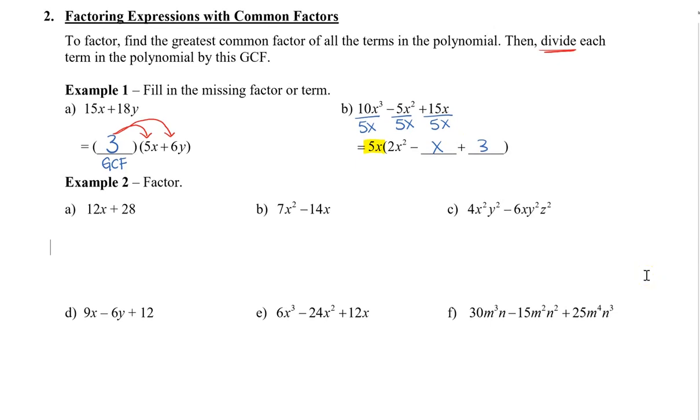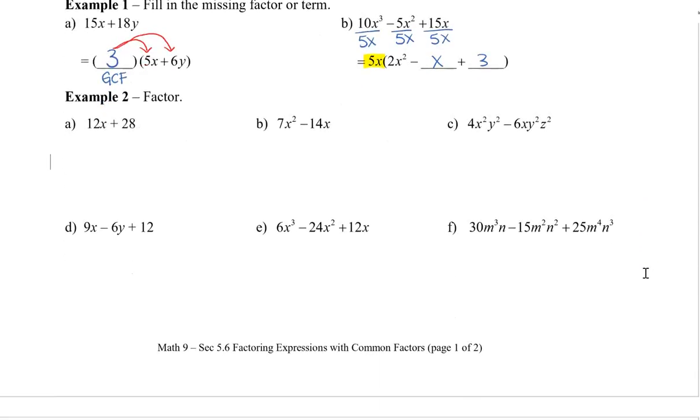Let's now take a look at some examples where we have to find the greatest common factor and also the terms inside the brackets. So here we have this first one, 12x plus 28. So the greatest common factor of 12x and 28 is 4. So I'm going to rewrite this with a 4 in the front, and then we're going to open a bracket. So if you need to, write the divide by 4 underneath so you know what the terms will be inside. So 12x divided by 4 is 3x, and then 28 divided by 4 is plus 7.